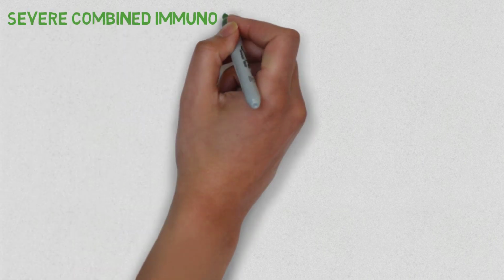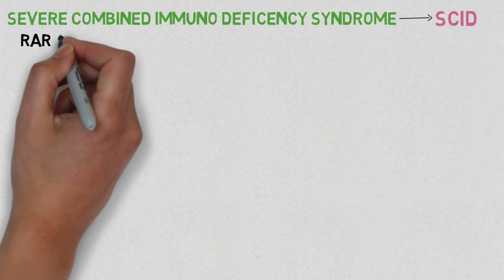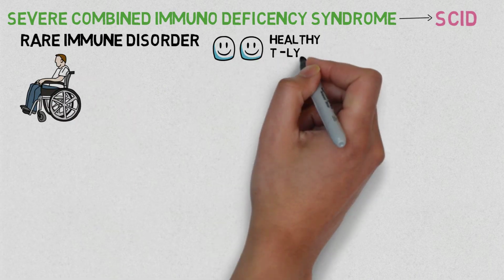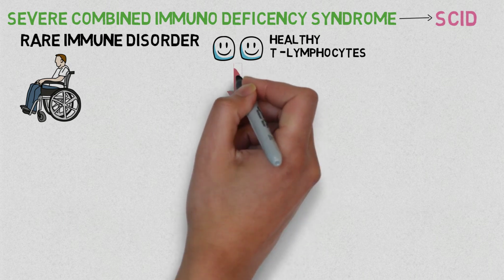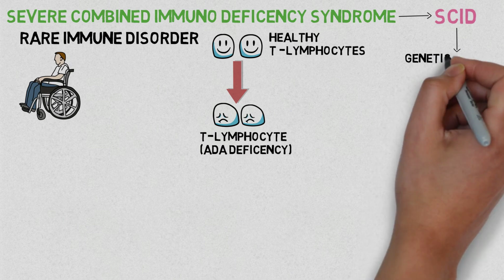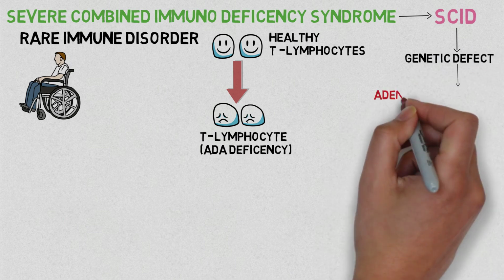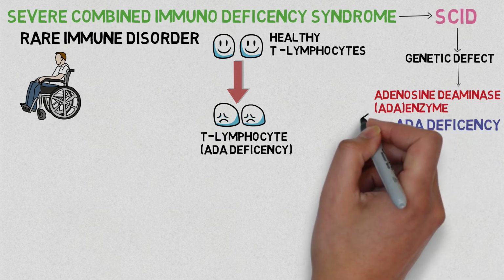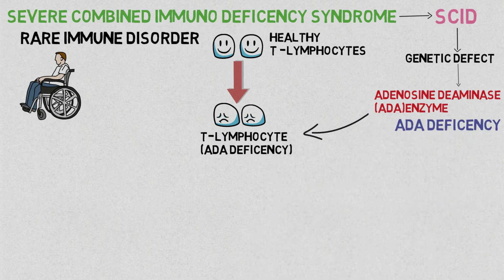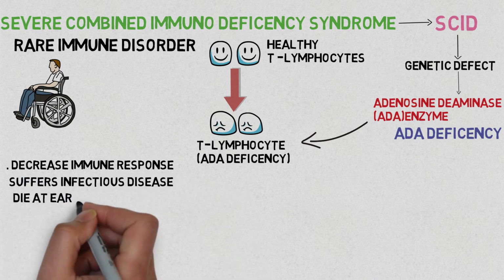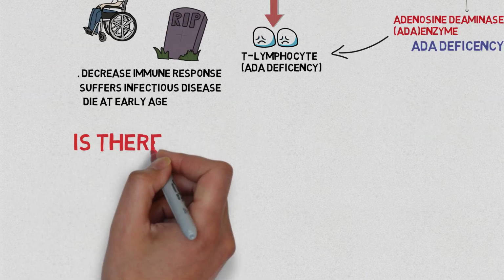Severe combined immunodeficiency syndrome, also known as SCID, is one of the rare immune disorders. In this disorder, the healthy T lymphocytes start degenerating and become dysfunctional due to the absence of the enzyme ADA. So, SCID is a genetic defect in which adenosine deaminase deficiency occurs, and due to the ADA deficiency, various metabolites are produced which start affecting the T lymphocytes, which results in a decreased immune response. The patient suffers infectious disease and dies at an early stage.